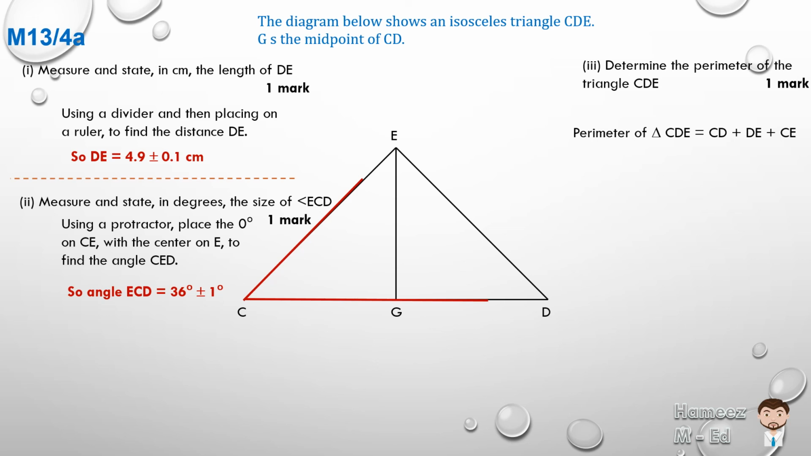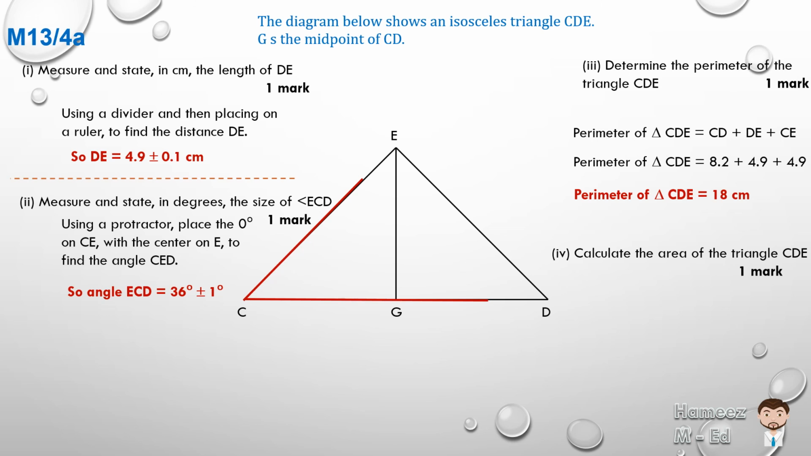And we know 2 of those sides already. That's 4.9 each. We just need to measure the base CD, and that is 8.2. So the perimeter of triangle CDE is equal to 8.2 plus 4.9 plus 4.9, which we got in part 1. So the perimeter works out to be 18 centimeters, plus or minus 0.3 centimeters. And in part 4, calculate the area of the triangle CDE.